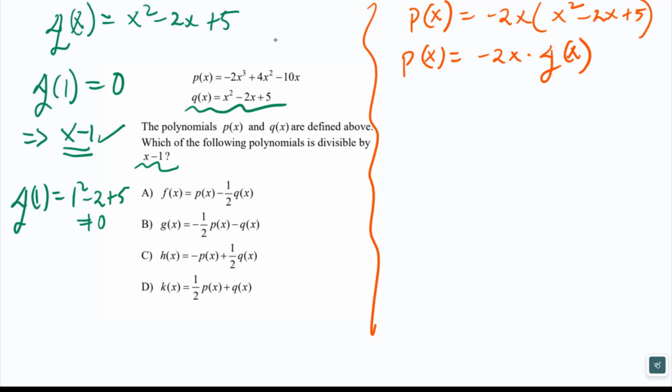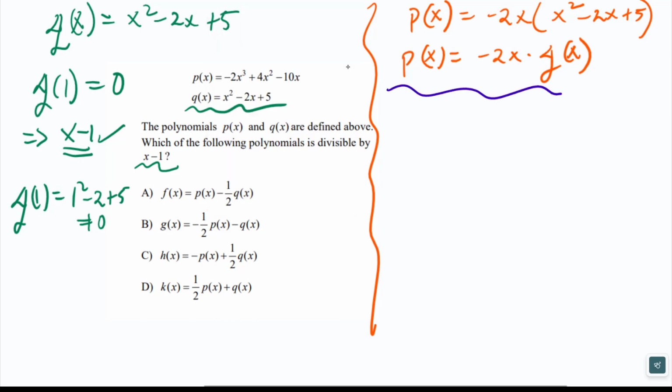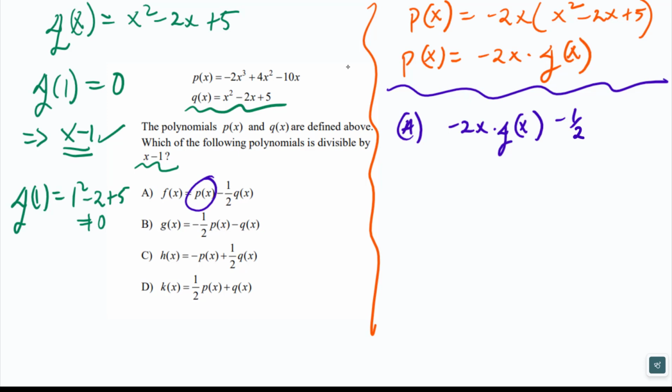Now let's check my answers. Let's switch up my colors again. Let's use a nicer color. Let's use blue this time. So let's check A as my first option. So for A, I know that my p of x, which I could replace with negative 2x times q of x, minus 1/2 my q of x.